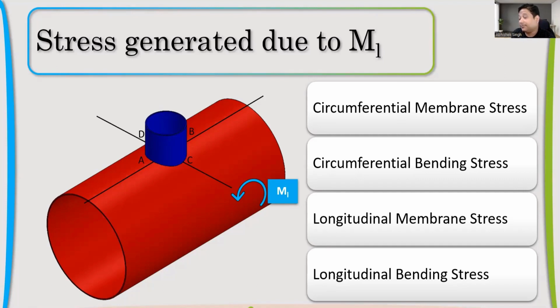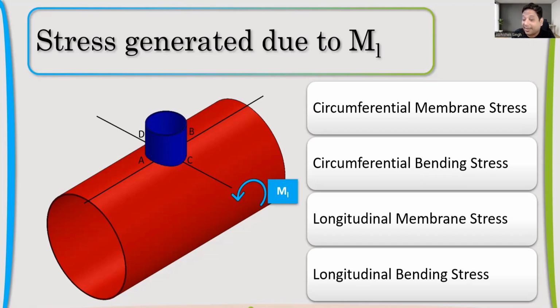We have to add, and we don't know which one. See, the stress from P in the circumferential is twice, but I don't know which local load will be more. It may happen that the local load in longitudinal is more, and if we add that to the longitudinal stress, it may become more. We don't know. So we'll have to compare them and add them separately to get the stresses. Getting it, guys?